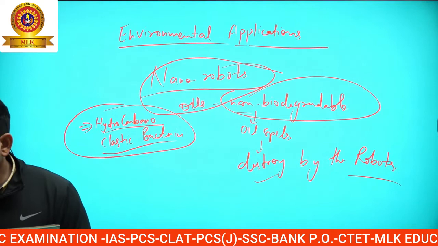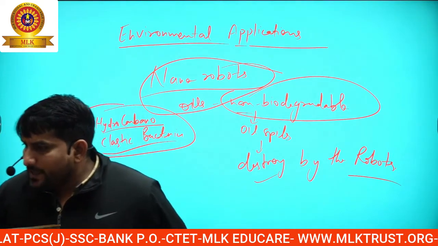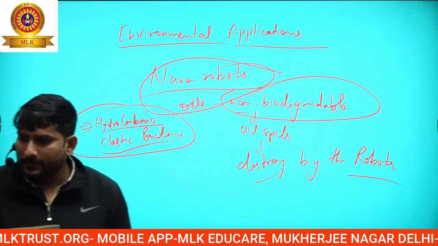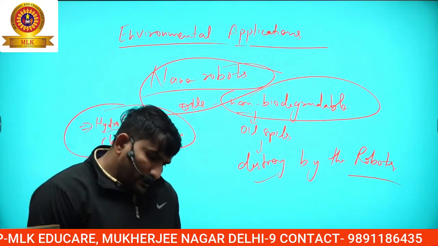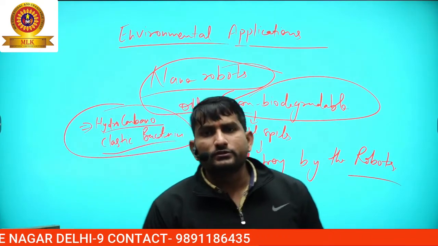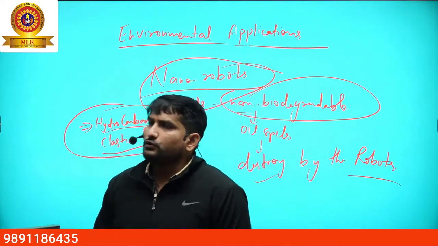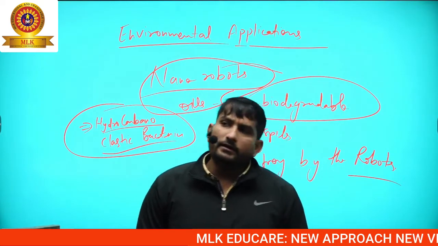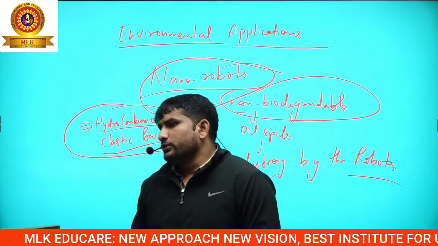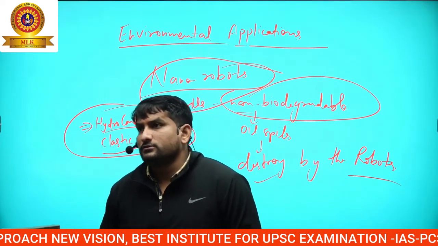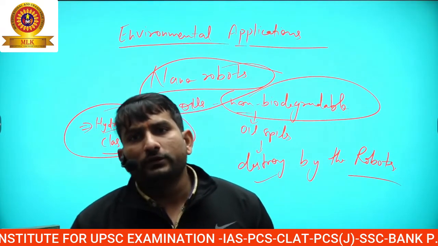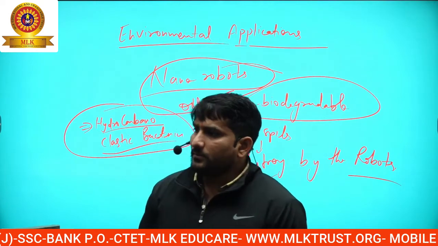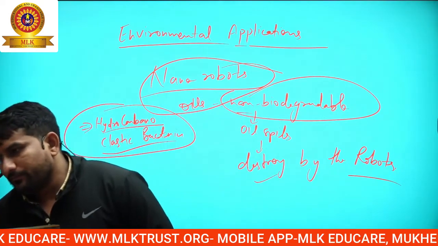Robots can also be used for the safe handling and disposal of nuclear waste. Why, how is the robot used for safe handling? Because we know that robots are machines, so handling done by the robot is very safe. That means it is not threatening for human beings. So here we can use our robots.